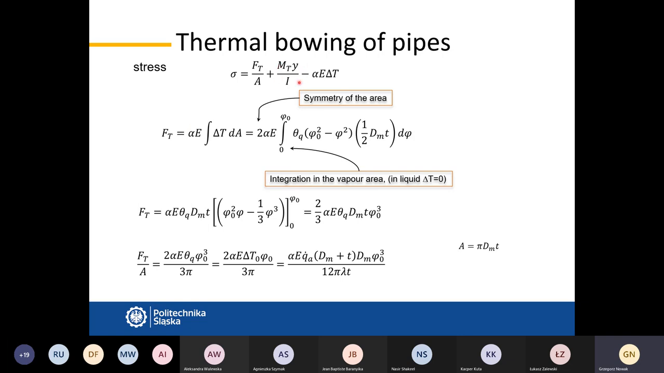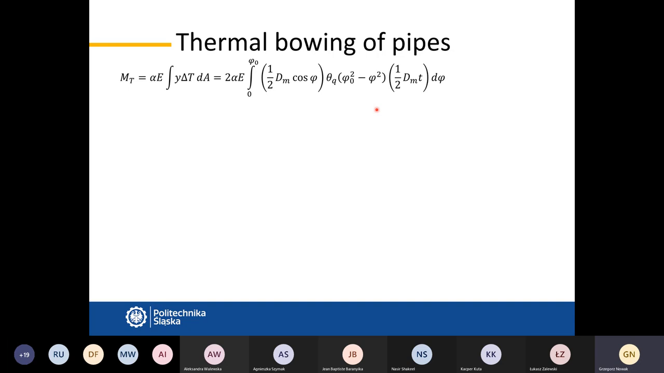Okay, now let's move to the second term, where the moment is, as we may also recall from the previous lecture. The only difference between the force and the moment is that we have y additionally, so the distance from the centroid. If we put all the data in, and the expression for y as on the first slide, half of dm cosinus of phi, the remaining part is known from the force integral. So this is the delta t, and this is the part connected with y, the location with respect to the center of the pipe, the centroid of the pipe. The centroid in a pipe is, of course, the center of the pipe.